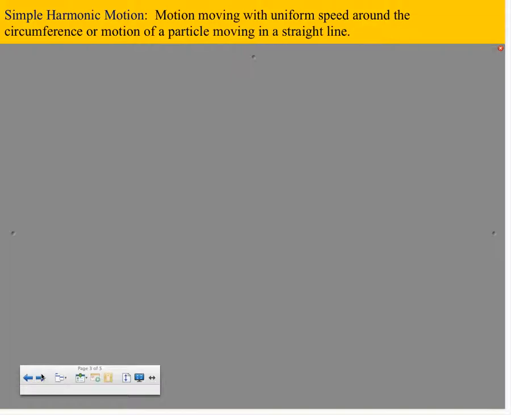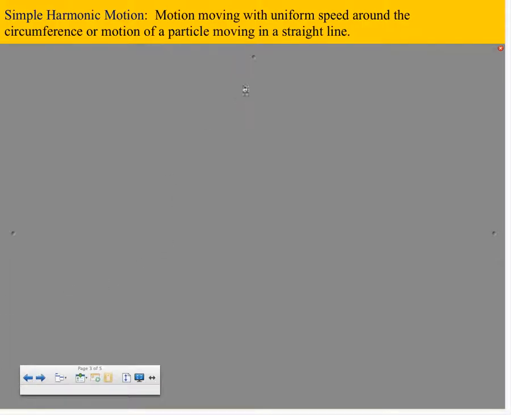You can probably see why this is in this section. If I were to move in uniform speed around the circumference, isn't that like going around the unit circle, and we had to memorize that unit circle? And you know how when we graphed the unit circle on an XY plane, that ended up being sine and cosine? So that's why it's in here.